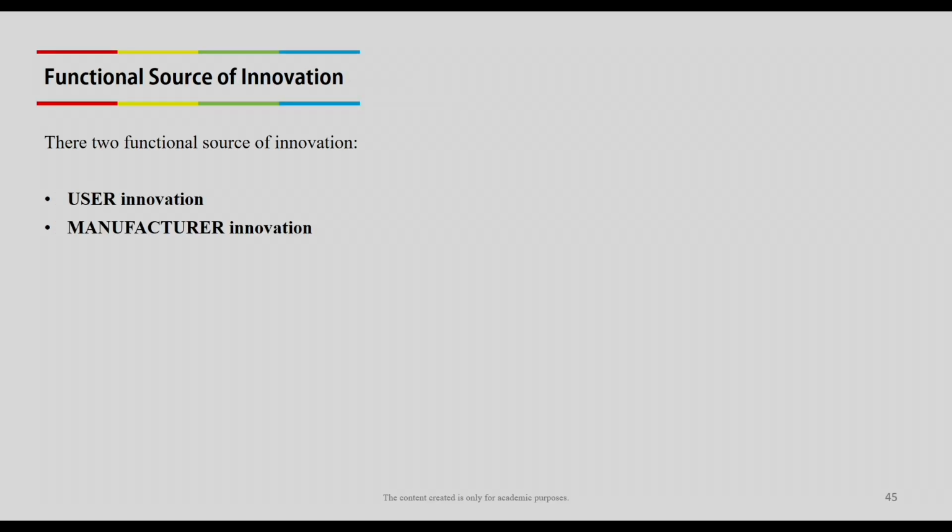So, now we will discuss the functional sources of innovation. There are two functional sources of innovation. One is manufacturer innovation and another is user innovation. The functional source of innovation depends upon the functional relationship between innovator and innovation.